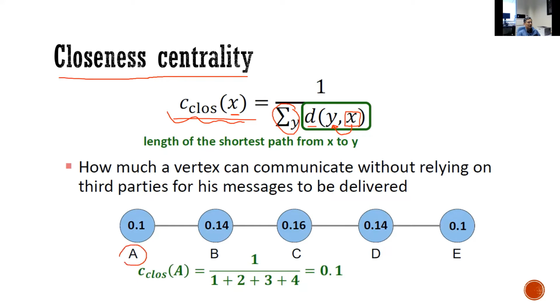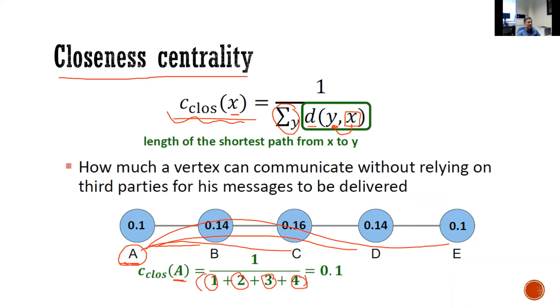We are going to compute the closeness centrality for node A. You compute the distance from A to B, that's one step, so there's only one. The distance from A to C is 2. A to D is 3, by 3 steps, 1, 2, 3. A to E is 4. So that's A under consideration, and its distance to all the other nodes. And then you sum the distances, and use 1 to divide it. And then the closeness centrality for A is 0.1.